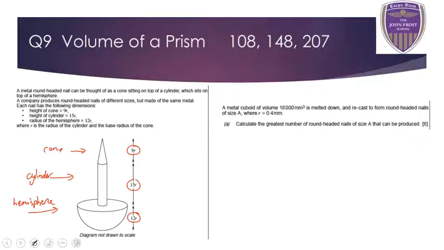Following on from that, we're being told that a metal cuboid of volume 18,000 millimeters cubed is going to be melted down, and it's going to be recast so that these round-headed nails can be made of size A, where r is 0.4 millimeters. So in this case, that's the value for r that we need to substitute in there. So we need to be doing 9 times 0.4 to get the height and so on. We're being asked to calculate the greatest number of rounded-headed nails that we can produce.